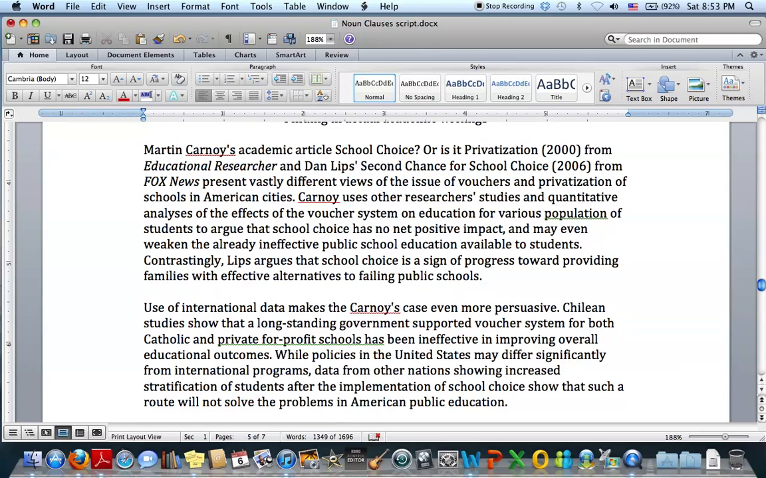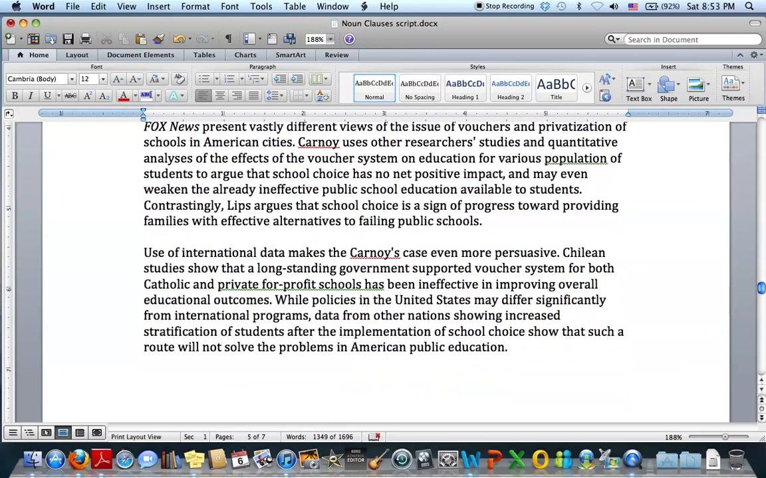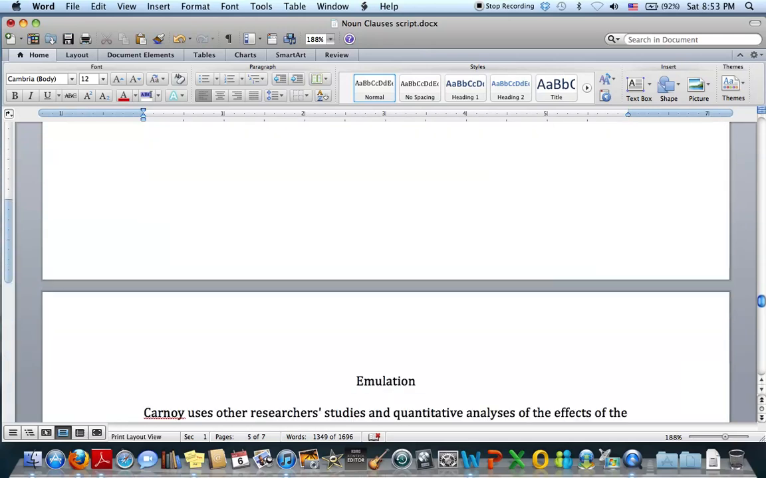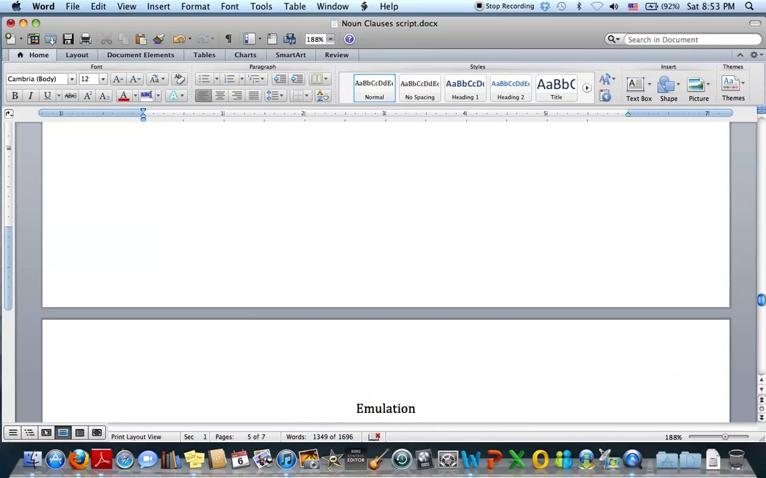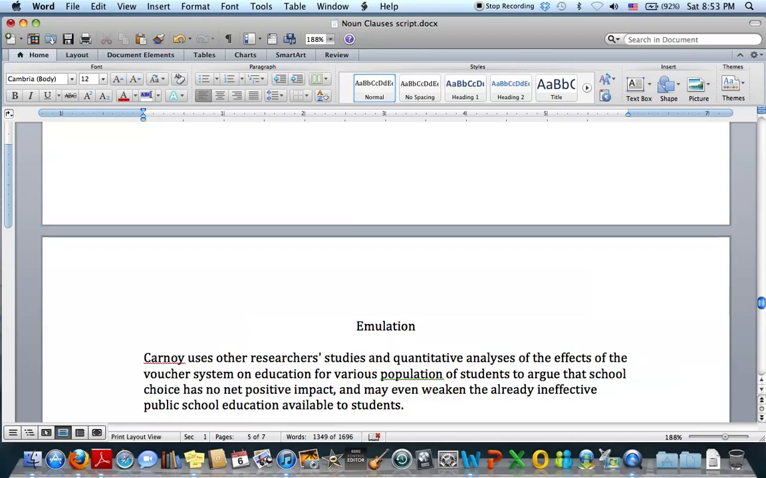Let's take a look at them in a bit more detail. And we're going to do something here that I like to call emulation. What I want to do is take a look at each of these noun clauses individually. And I want to show you a technique that you can use to take a look at native speakers' writings and then use them to help your own. So, here was that first noun clause that we found. Carnoy uses other researchers' studies and quantitative analyses, blah, blah, blah, blah. We see all this stuff. Okay, well, is this really helpful to you right now?